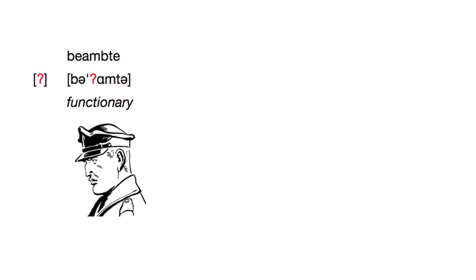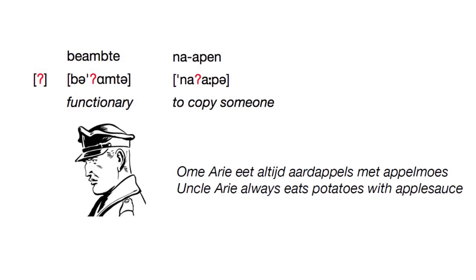In Dutch, it shows up in the middle of words, where it's used to separate one vowel from another. Like in beambte and naapen. You'll also hear it at the beginning of words that start with vowels. Like in the sentence, Ome Arie eet altijd aardappels met appelmoes.